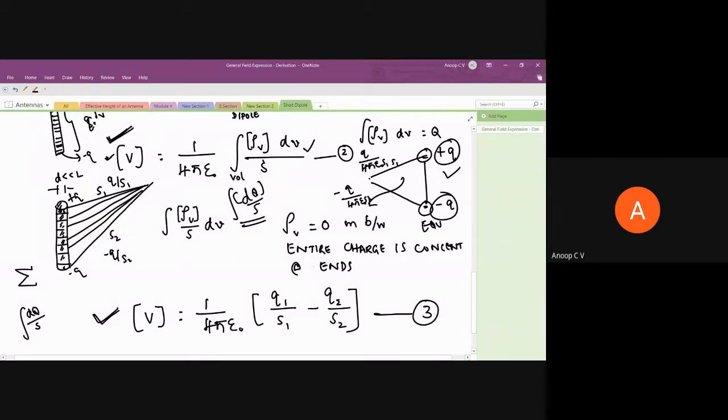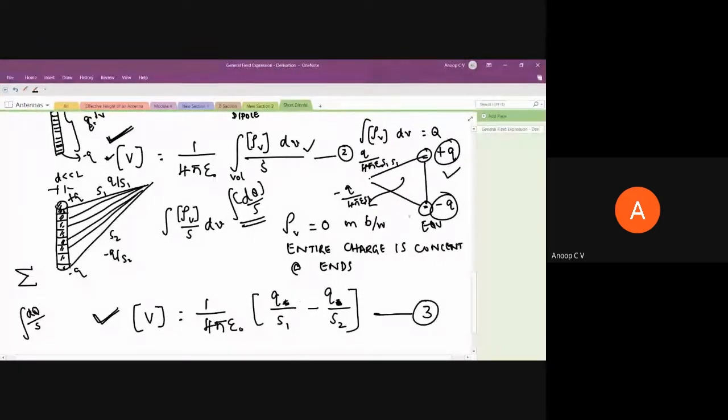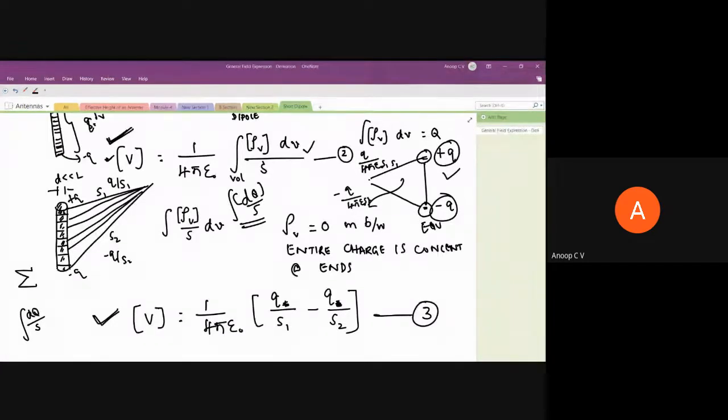Why I have written Q1 and Q2? It should be Q and Q. Both are Q, Q1 and Q2 is not there. Both would be Q. It's plus Q and minus Q. So Q and Q, right. Excuse me, it's not Q1 and Q2. Q and Q, right. So now I need your response. At least some of you please respond. Whether we are okay to go ahead?